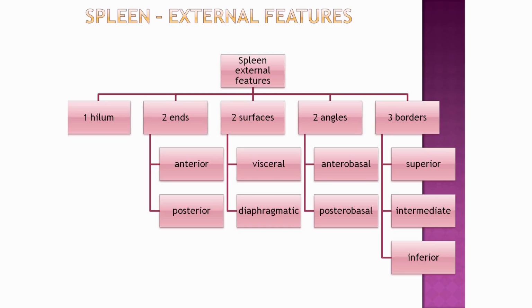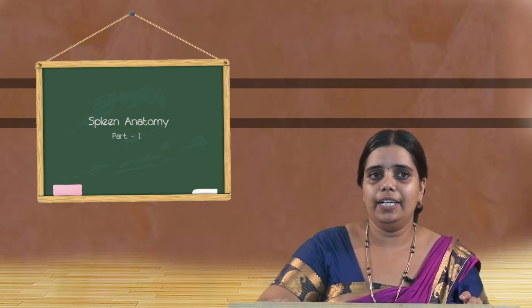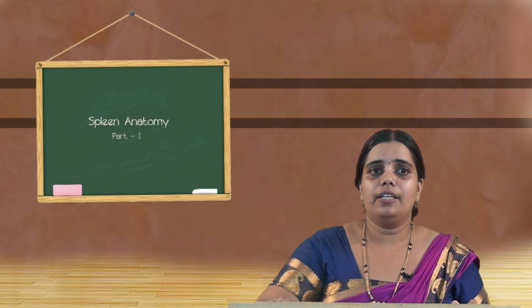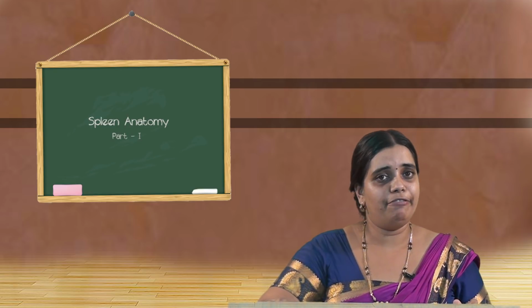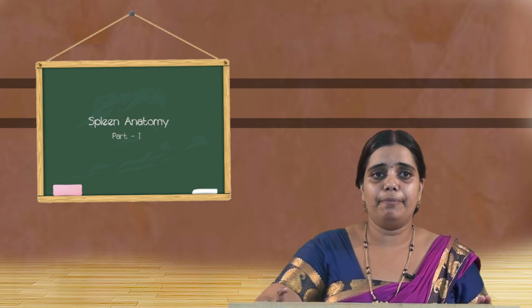It has 2 ends. They are the anterior end and the posterior end. The anterior end is directed towards the mid-axillary line, whereas the posterior end is near the upper pole of the left kidney. I repeat, the anterior end is towards the mid-axillary line, whereas the posterior end is near the upper pole of the left kidney. It has 2 surfaces, namely visceral and diaphragmatic. Visceral surface and diaphragmatic surface.